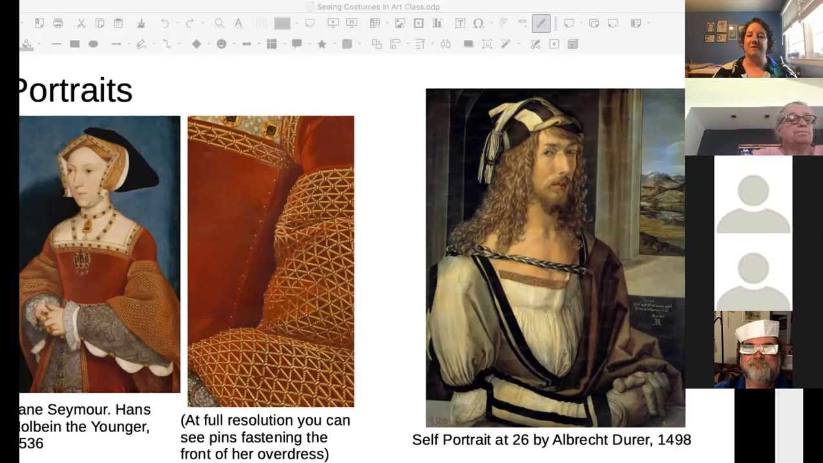The thing to be careful with in portraits, though, is that if you start seeing the same portrait over and over again, some are copies of the original, and artists may start taking liberties with the clothes to try to differentiate their portrait from other people's.